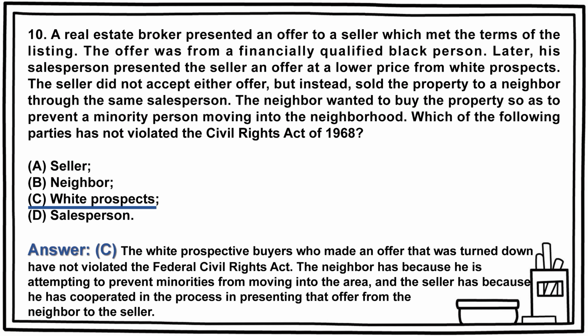Answer: C. The white prospective buyers who made an offer that was turned down have not violated the Federal Civil Rights Act. The neighbor has because he is attempting to prevent minorities from moving into the area, and the seller has because he has cooperated in the process in presenting that offer from the neighbor to the seller.